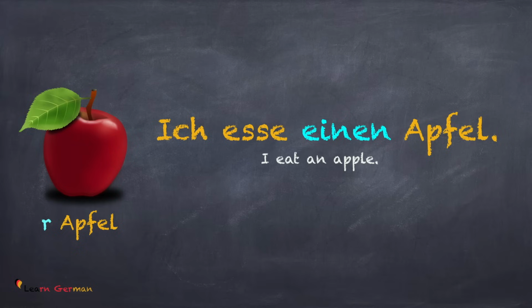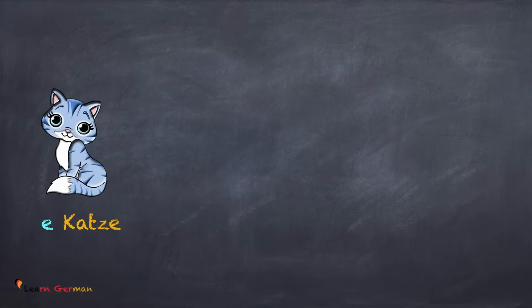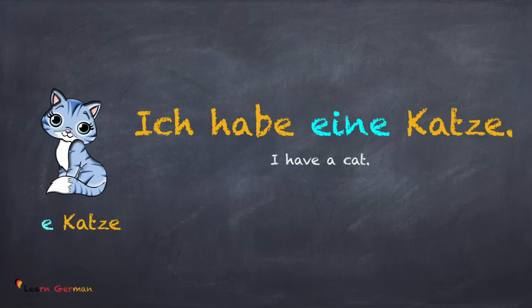Ich esse einen Apfel. So in this case, my accusative object is einen Apfel. Whenever this accusative object is masculine, just like here, my article changes from ein to einen. You must remember that this happens only in the case of a masculine article. Now let's look at an accusative object that is feminine. Ich habe eine Katze. Here, the accusative object is Katze and the article remains eine, just like in the nominative.